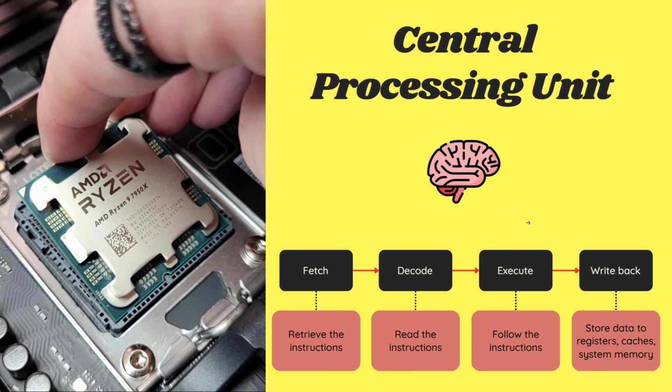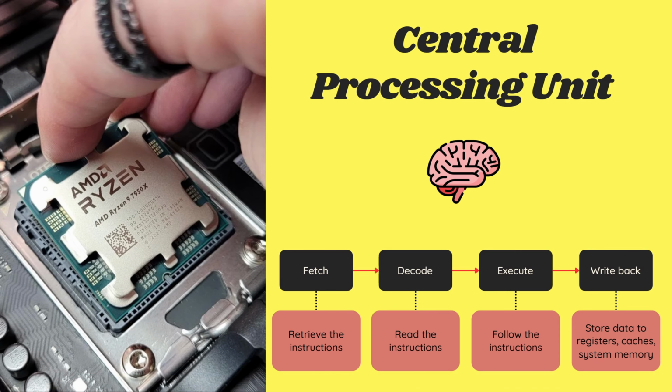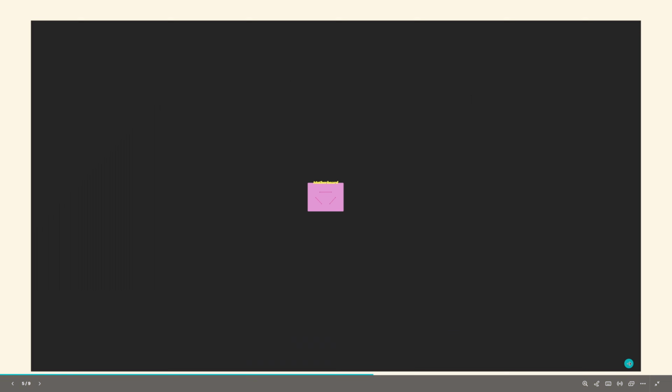So it's like you're retrieving coding knowledge from a class. That's where you retrieve. You are trying to understand the knowledge you gain. That's where you decode the instruction like a CPU. Once you fully understand, then you implement the knowledge into your project or your homework. That's where you execute the instruction like a CPU. And finally, you will know how to do it later on because you are storing all that information inside your brain, just like the CPU writing back the result or the data back into the register, cache, or system memory.